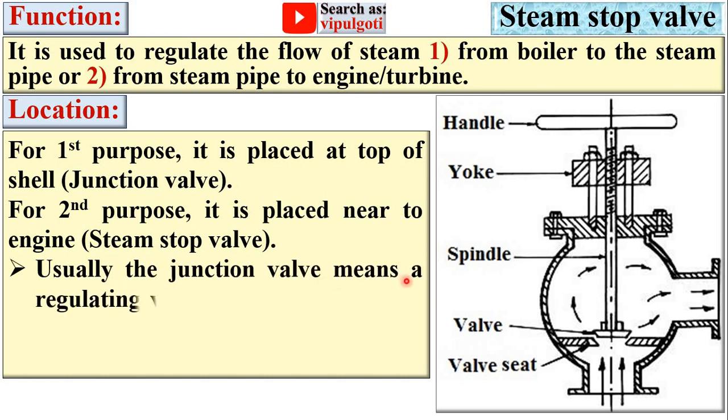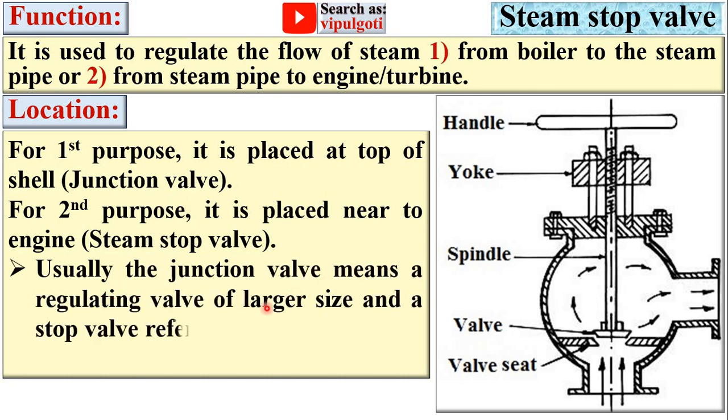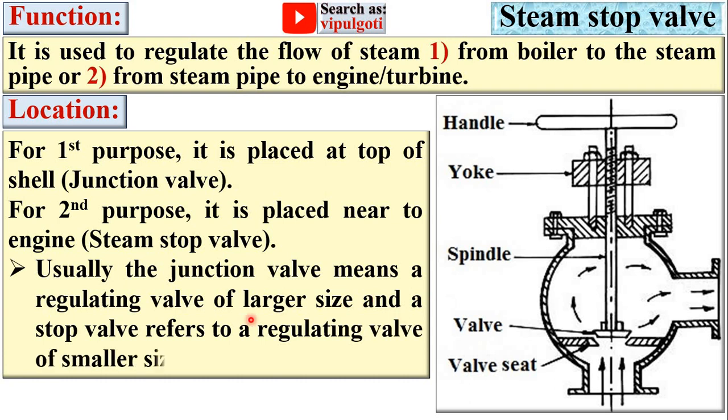Usually, the junction valve means a regulating valve of larger size, and a stop valve refers to a regulating valve of smaller size.